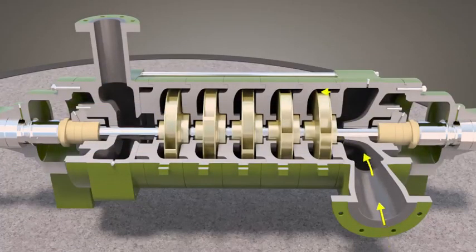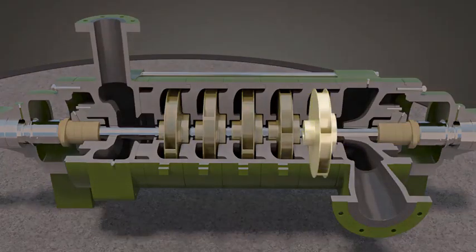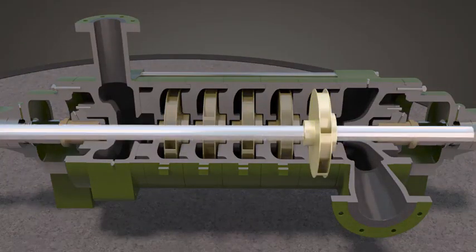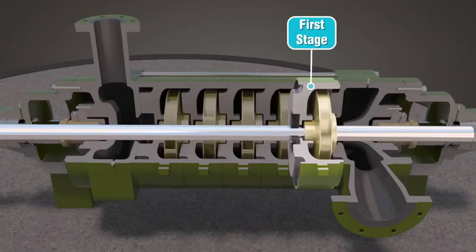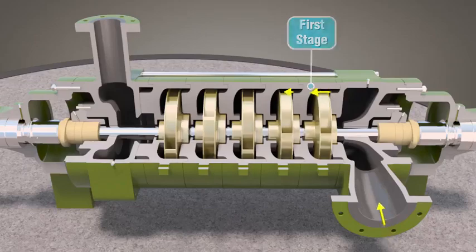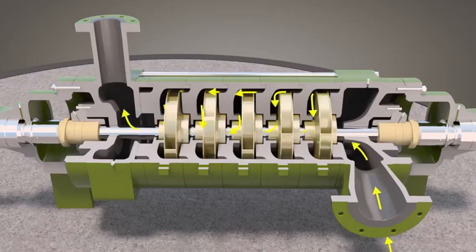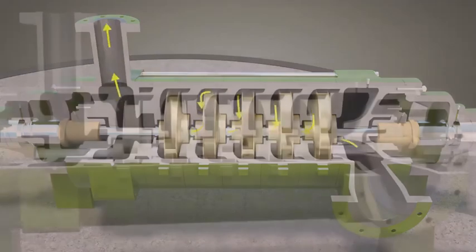The suction port directs fluid to the first impeller. One impeller for each stage is attached to the shaft. Each impeller fits into a volute chamber in the casing. A stage is composed of a rotating impeller and a stationary volute in the casing chamber. Fluid exits the pump from the discharge port.